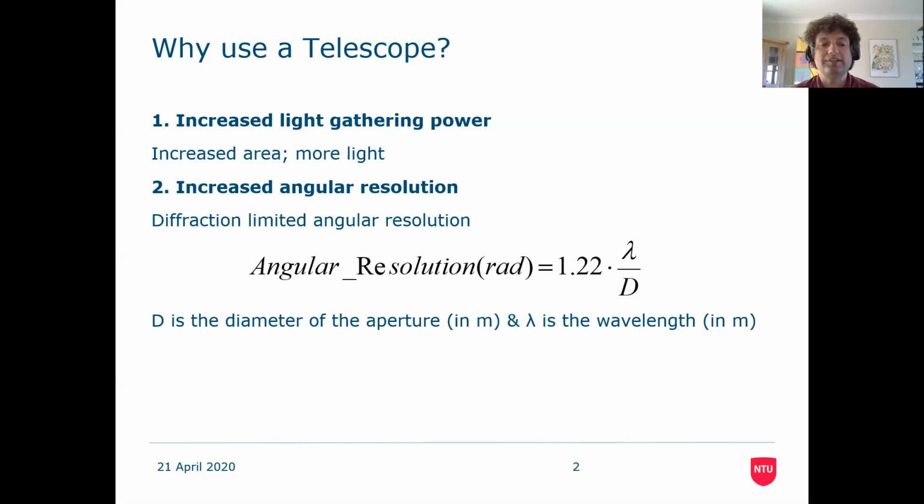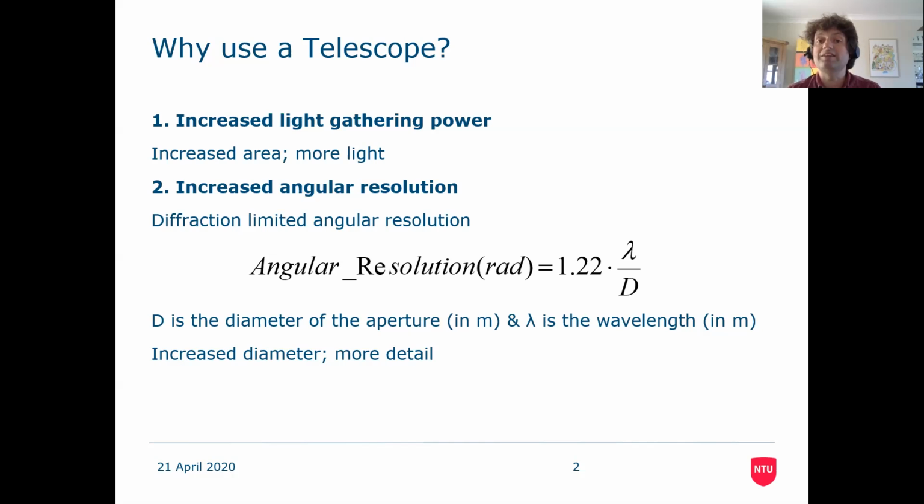Increased angular resolution. Now, there's a diffraction limit to what we can see. So even if we can magnify something more and more, which is another key benefit of a telescope, we can put our lenses in, so we can magnify an object. Even if we can magnify it more and more, there's a point where we can magnify it no further. And that's given by this equation here, which tells us the maximum angular resolution. This is related to the diameter of the aperture and the wavelength at which we're observing. So here's a second key reason. An increased diameter gives us more detail. So there's two key reasons: increased light gathering power and increased angular resolution.